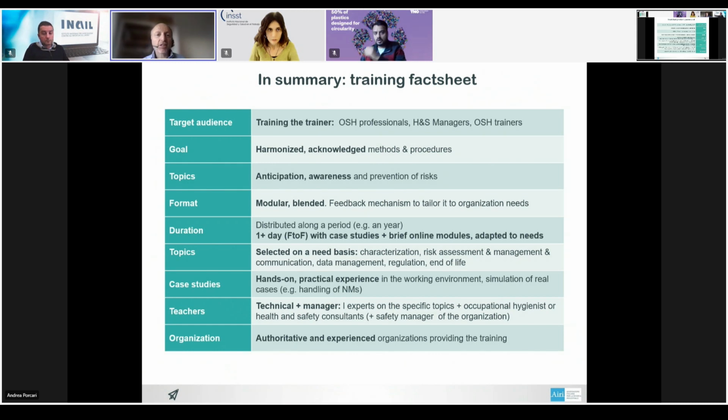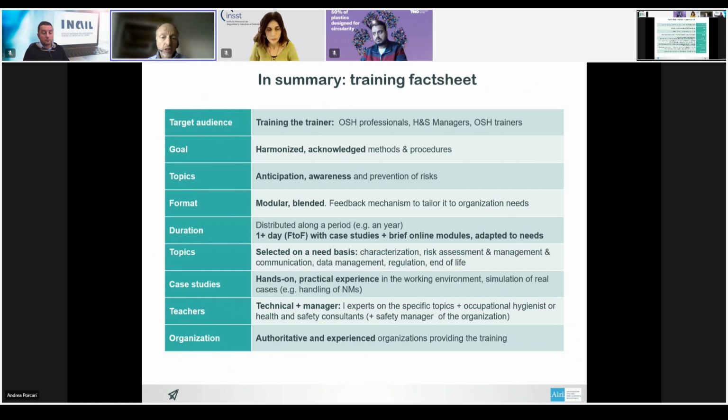Here is the summary. It's like a training fact sheet. Target audience, training the trainer, that's first of all. Harmonizing knowledge, methods and procedures should be the objective. Addressing anticipation, awareness, and prevention of risks. Modular blended format, we said. It could be ideally something distributed along a period, maybe 1 year, where you have one or more days of face-to-face meetings when you work with case studies, hands-on experiences, plus brief online modules during the year, adapted to the needs of the audience.